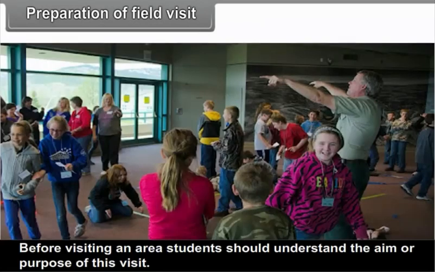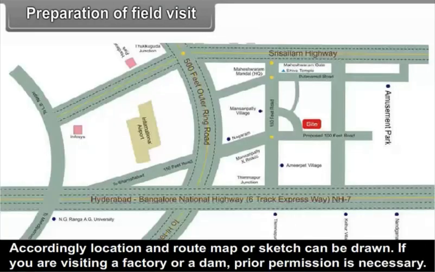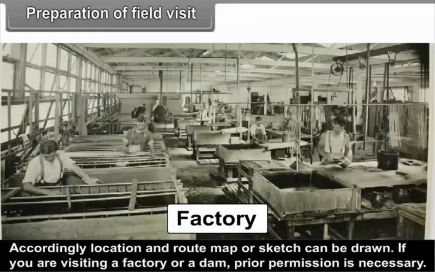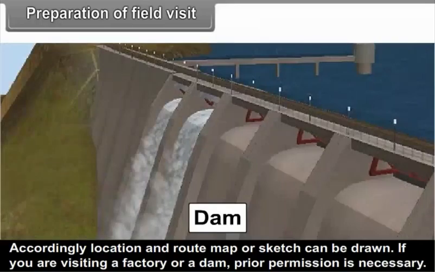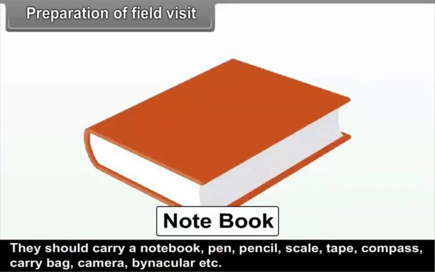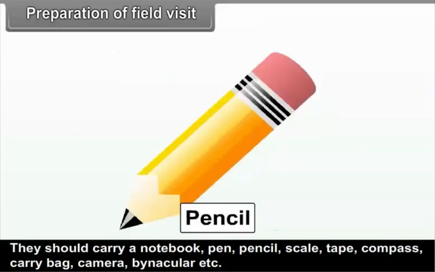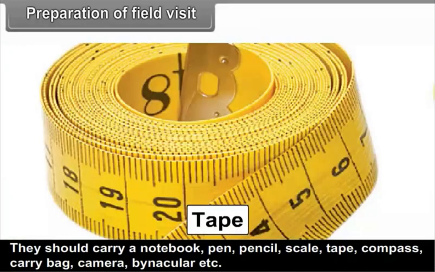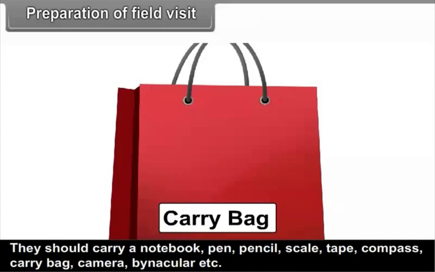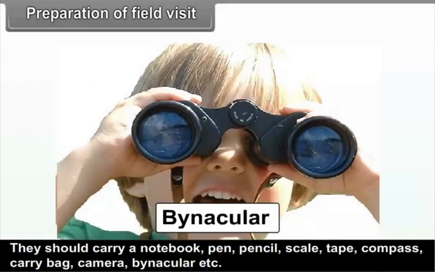Preparation for a field visit. Before visiting an area, students should understand the aim or purpose of this visit. Accordingly, location and route map or sketch can be drawn. If you are visiting a factory or a dam, prior permission is necessary. They should carry a notebook, pen, pencil, scale, tape, compass, carry bag, camera, binocular, etc.